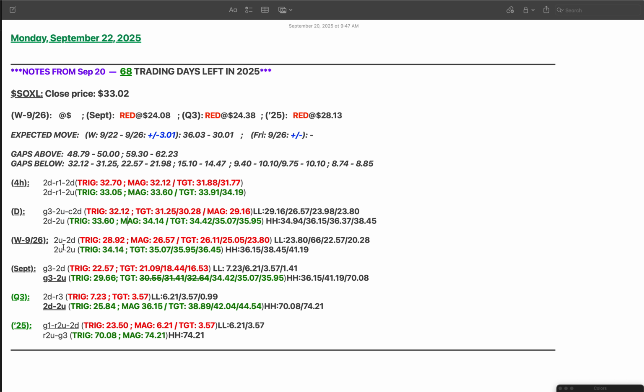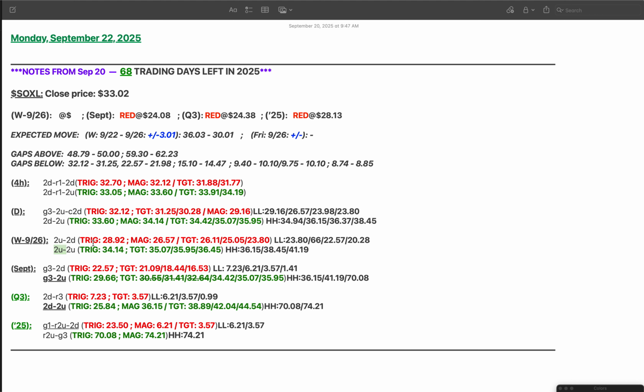If you want to look at it from a numbers perspective, on the week to the downside we would have a 2 up, 2 down, triggering at 28.92 with a magnitude of 26.57. Extended targets of 26.11, 25.05, and 23.80. To the upside, we would not have a reversal. It's going to be a continuation. So again, we have a trigger and targets, but we don't have a magnitude.